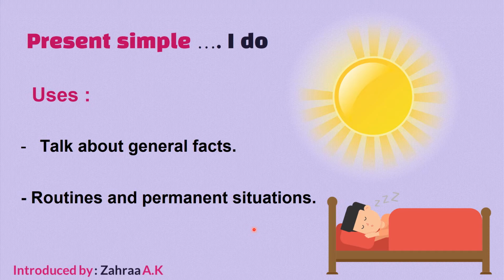I always go to school. أنا دائما أذهب للمدرسة. أنا دائما أستيقظ مبكرا. This is routine, habitual, repeated all the time. إذن هذه عادة متكررة تتكرر باستمرار. So these are the uses of the present simple tense: to talk about general facts and to talk about routines and permanent situations.